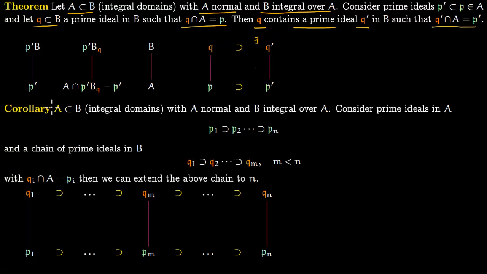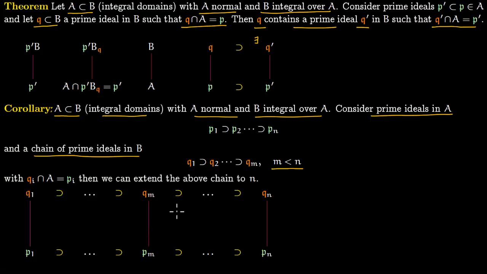So let us do a corollary of this. So again, A is contained within B, both of them are integral domains. A is normal, B is integral over A. Consider this chain of prime ideals in A: P1 contains P2 all the way to Pn, and there is a chain of prime ideals in B: Q1 contains Q2 all the way to Qm. In particular, m is less than n. But each of these Qi's is sitting over Pi. So this Q1 is sitting over P1. You contract it back to A, you get P1. Q2 is sitting over P2. Qm is sitting over Pm.